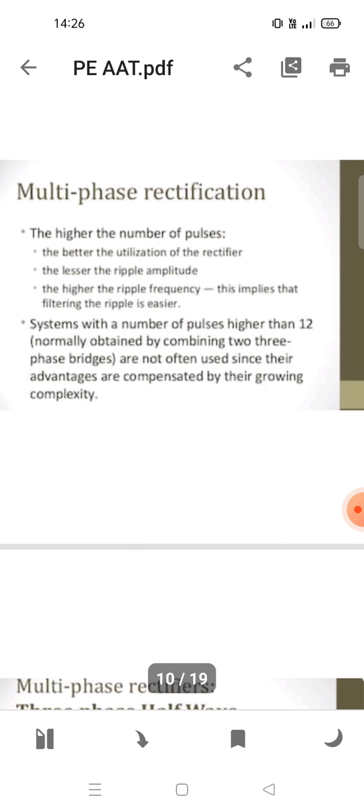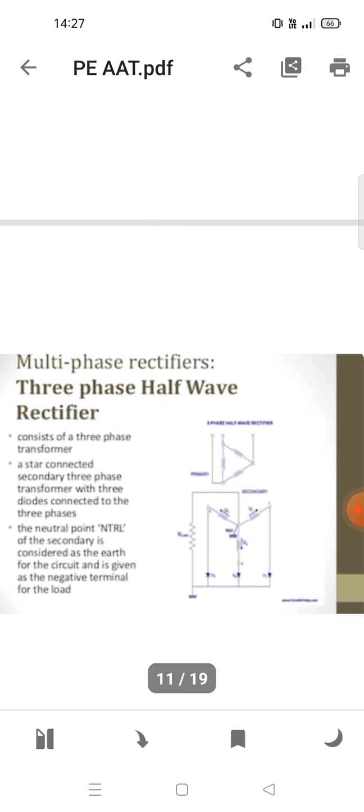Multi-phase rectification: the higher the number of pulses, the better the utilization of the rectifier, the lesser the ripple amplitude, and the higher the ripple frequency. This makes filtration of the ripple easier. Systems with a number of pulses higher than 12, normally obtained by combining two three-phase bridges, are not often used, since the advantages are compensated by their growing complexity.